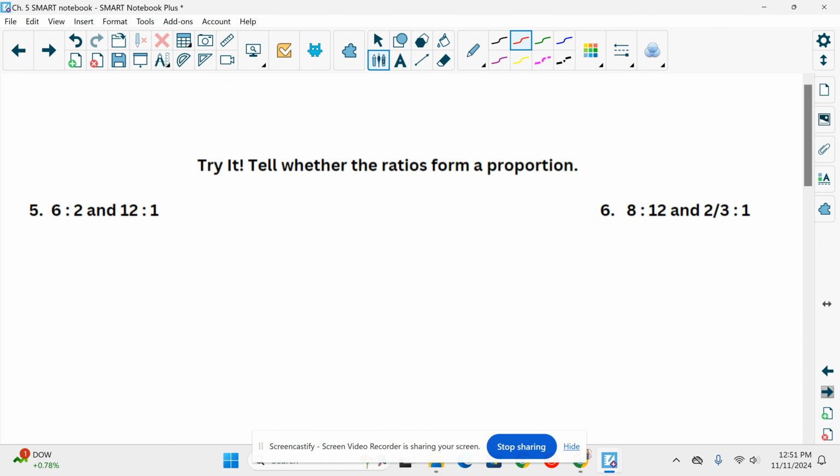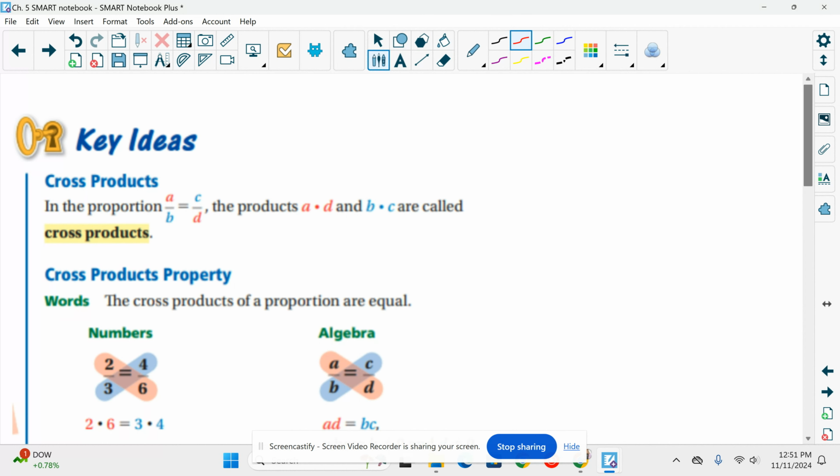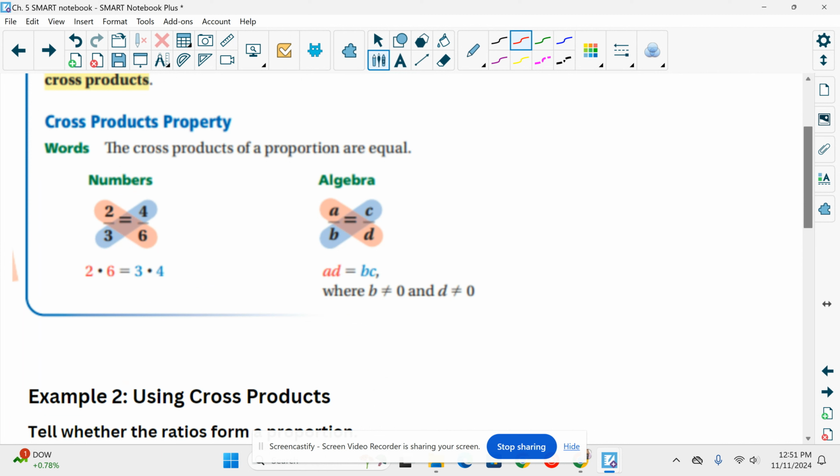The next method, which is what I prefer to use in everyday life, is cross products. For me, it just is faster and easier. But remember, cross products is basically cross multiplication. It's like the butterfly method. And the cross products property says that when cross products are equal, it forms a proportion. I can do cross products and they still not be proportional, right? But when the cross products are equal, then I also know it is a proportion.